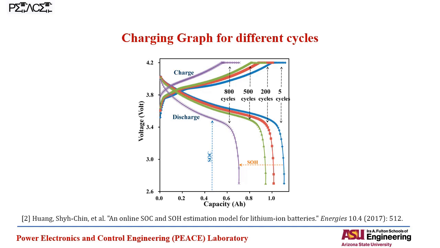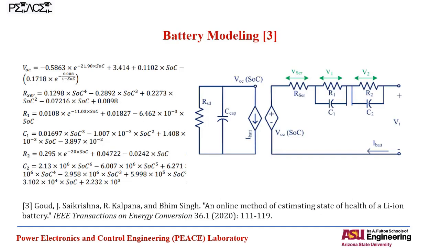The second estimation method, which is the internal resistance estimation method, is shown here. For continuous use, the internal resistance also changes, it increases with time, and it also depends on the SOH of the system. So if we can model the battery and estimate the internal resistance of the battery, then we can also estimate the SOH of the battery.